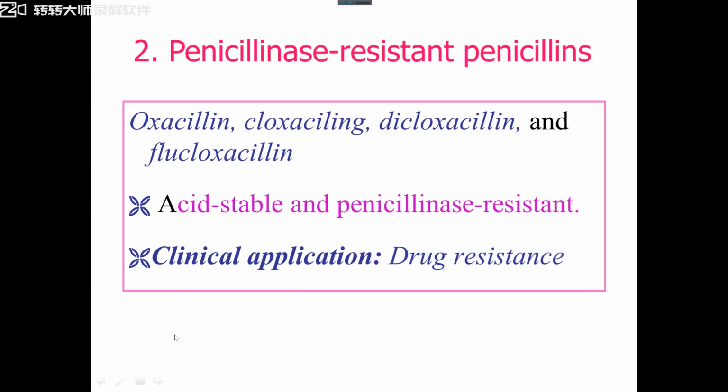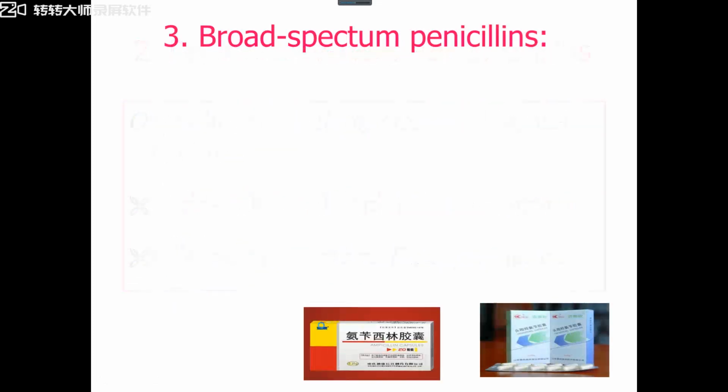The adverse action is similar to penicillin G, the same adverse action. Allergic reactions: mild patients show skin rash. But if patients use this drug intravenously, the first step is to ask the history, the second is to do the skin test, and the third is to prepare the drugs to save the life. Okay? So that is the adverse action.